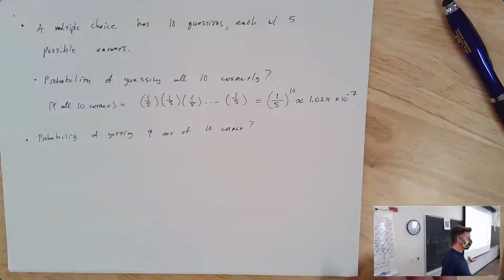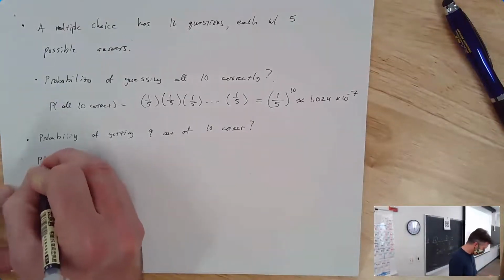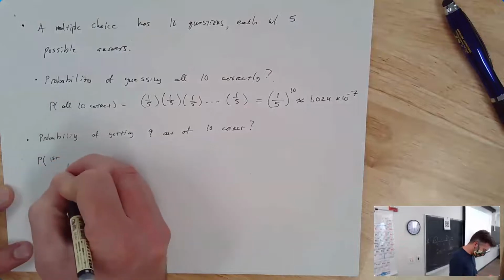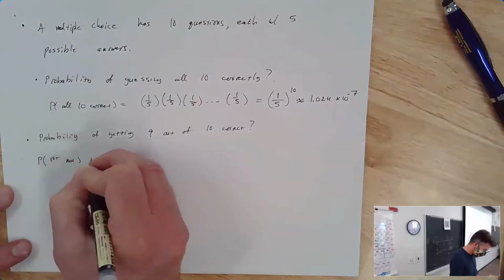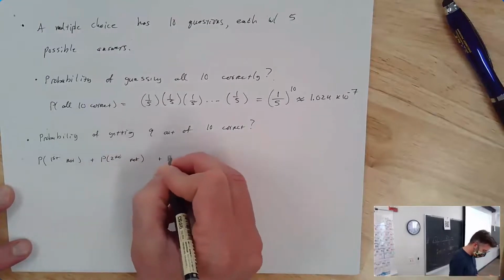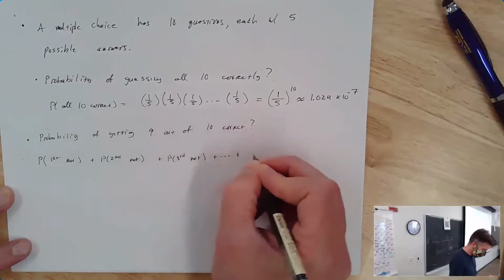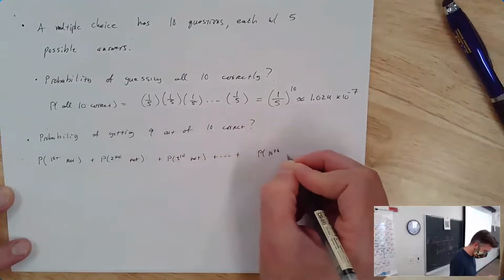We have to get 9 correct, but we didn't say which 9. It could be the first 9. We could be missing 1. So one way to think about this is it's the probability that the first one is incorrect, plus the probability that the second one is not correct, plus the probability that the third one is not correct, all the way to the probability that the 10th one is not correct.